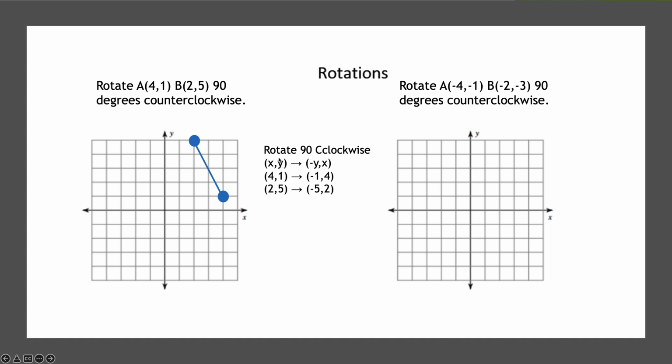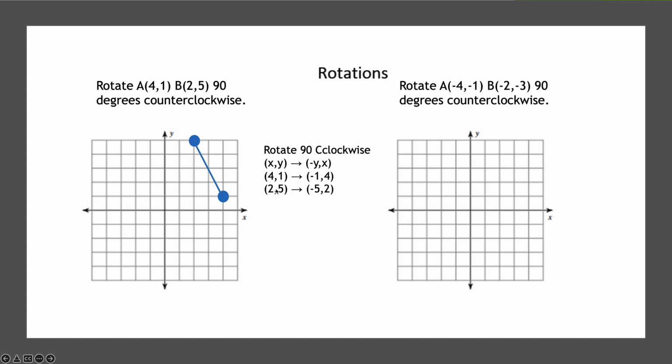Now, the rule is that (x, y) becomes (-y, x). So (4, 1) becomes (-1, 4). The y goes in the front, and the y was 1, so it goes in the front, and it gets negated. So that's why it becomes negative 1. And the 4, the x, goes at the end. So that becomes (-1, 4).